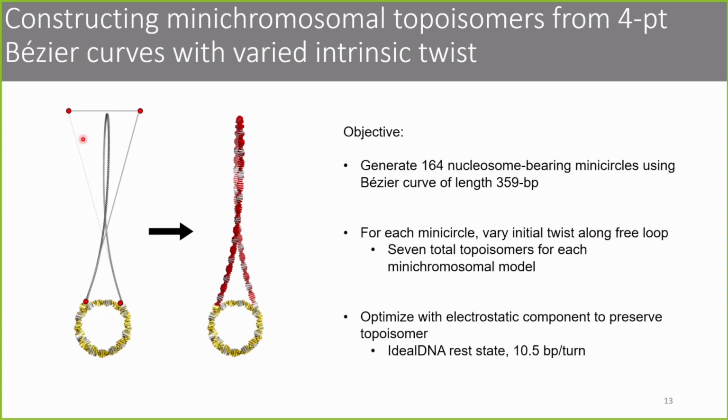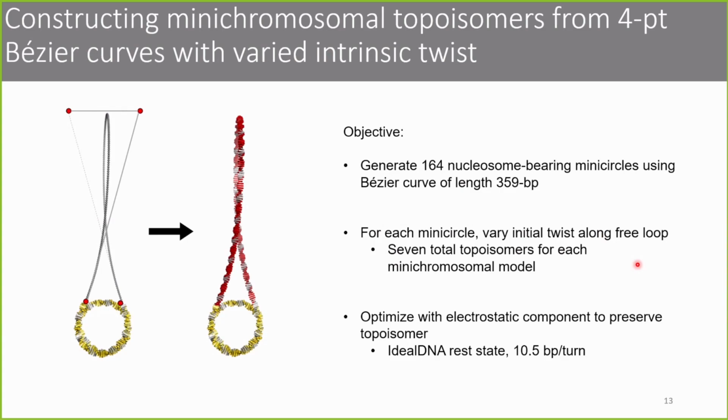Once the curves were constructed, base pair frames were added along the curve, allowing us to actually generate multiple topoisomers varying by internal twist for every nucleosome core particle. All optimizations were conducted using an ideal DNA rest state, which means there's no sequence dependence, everything's essentially uniform, and it's meant to be modeled after a linear piece of DNA.